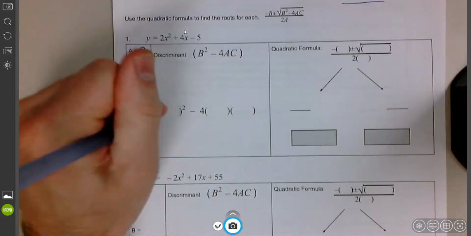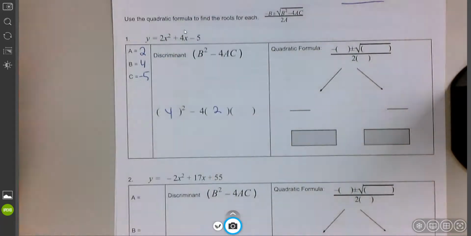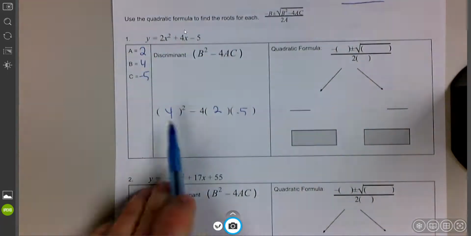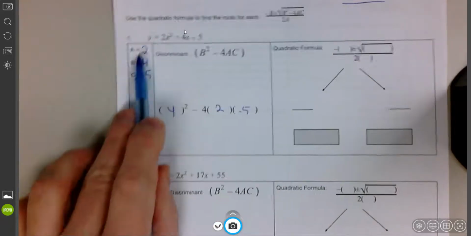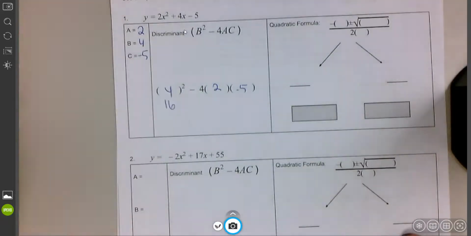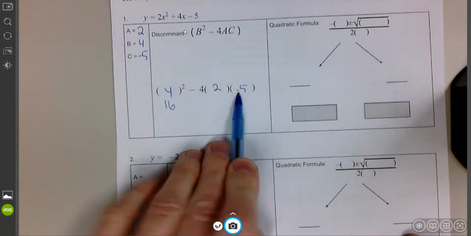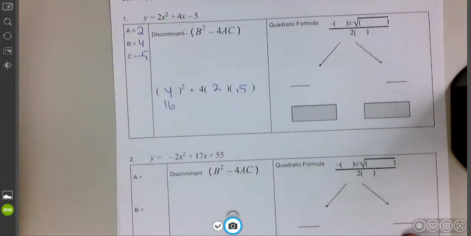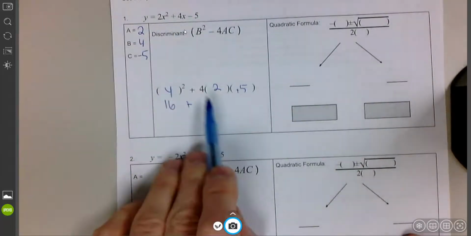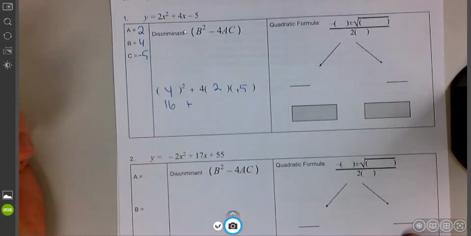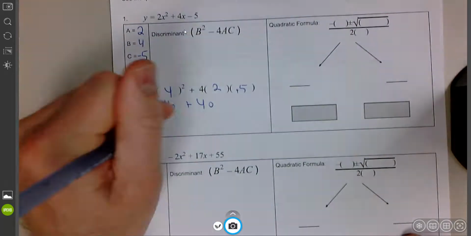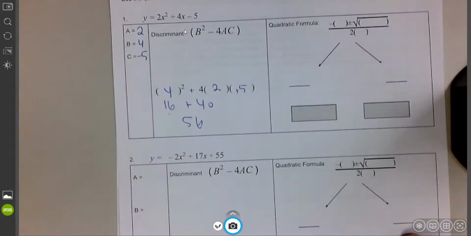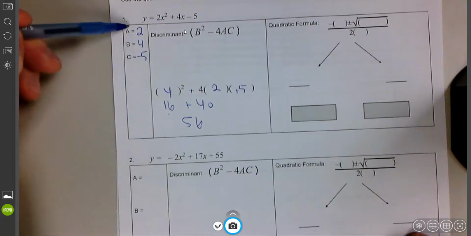We want B squared minus 4AC. All I do is fill in the numbers. B, A, C. Fill them in where they need to go. Now let's figure out what that equals. 16. I have a minus here and a minus here. That's 2 minuses, so that gets to be a plus. Plus 4 times 2 times 5, that's 40. 16 plus 40, 56.